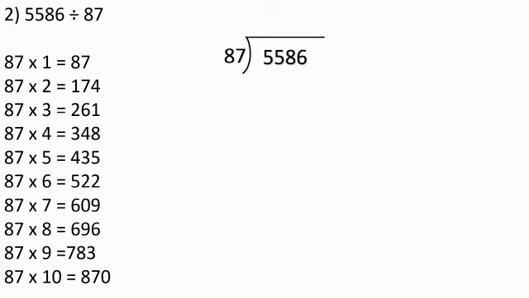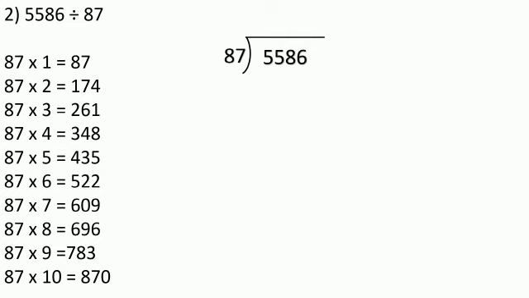87 ones is equal to 87. 87 twos is 174. 87 threes is equal to 261. 87 fours is 348. 87 fives is 435. 87 sixes is 522. 87 sevens is 609. 87 eights is 696. 87 nines is 783 and 87 tens is 870.